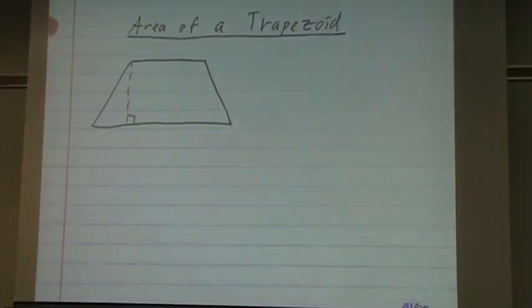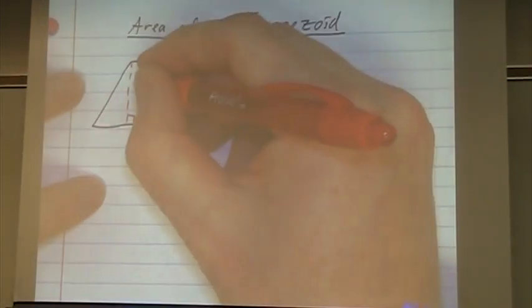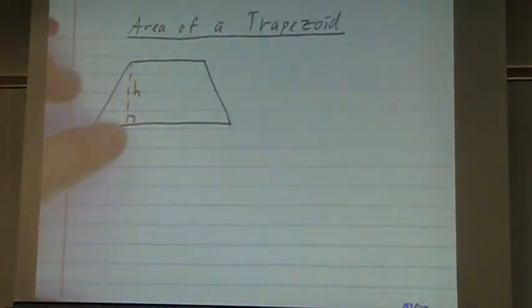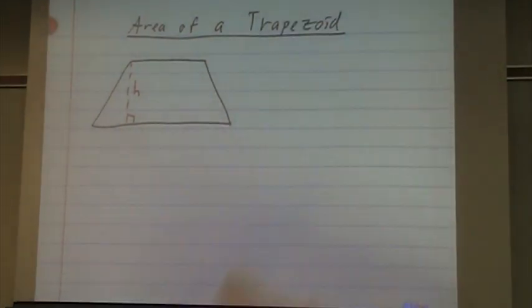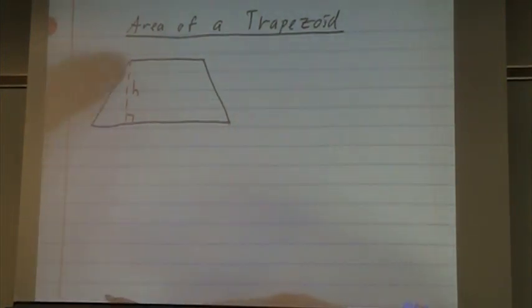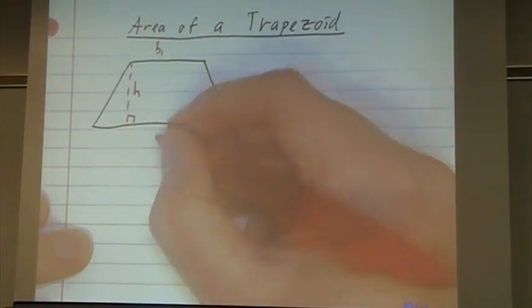So trapezoids, their formula is different. I'll give you the formula. No, I'll label it first. So you care about the height. Whenever you see the height of a shape, look for that 90. The 90 is the height. It's not this slant. It's straight up and down. And then you've got base 1, and down here you have base 2.